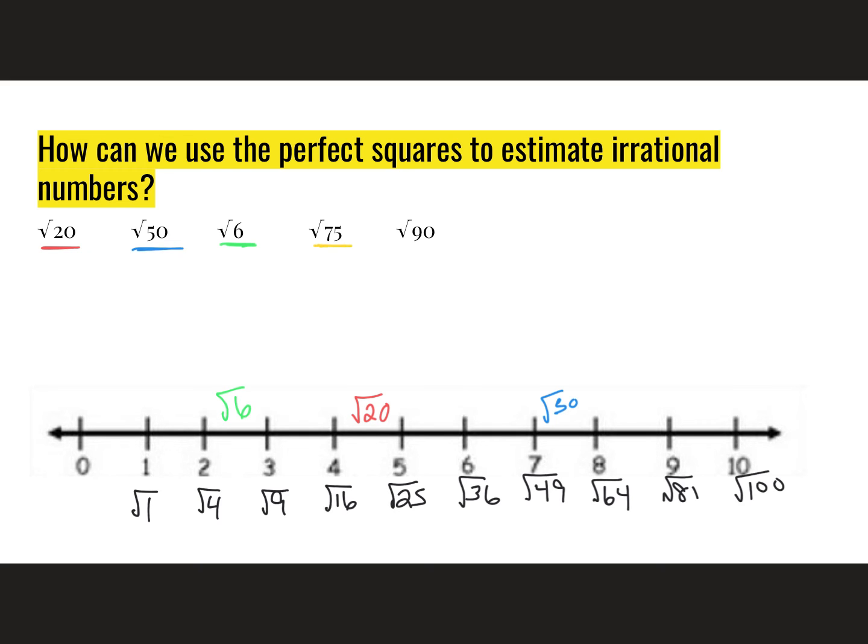Now the square root of 75. Well, it's going to fall in between the square root of 64 and 81. So, square root of 75. And I've got one more left. And we'll go back to red, I guess. Square root of 90. Well, square root of 90 is between 81 and 100. So, square root of 90 goes in between 9 and 10.